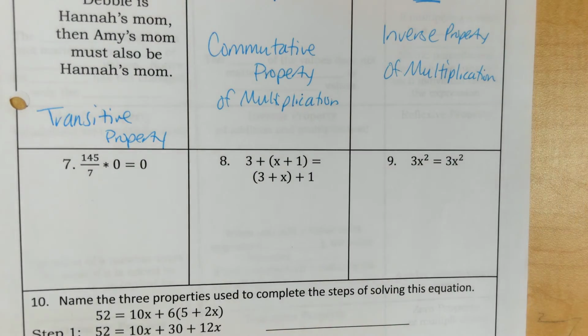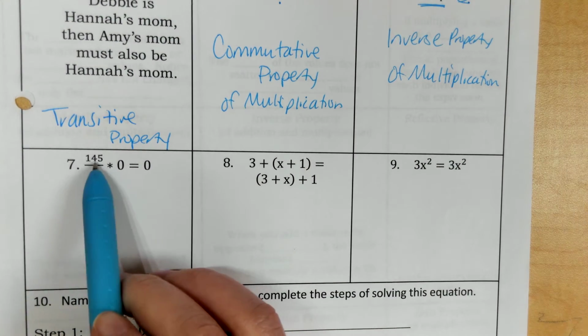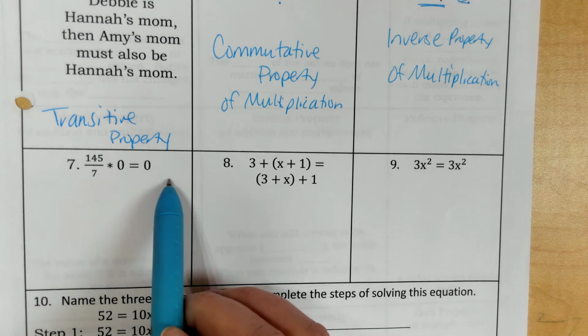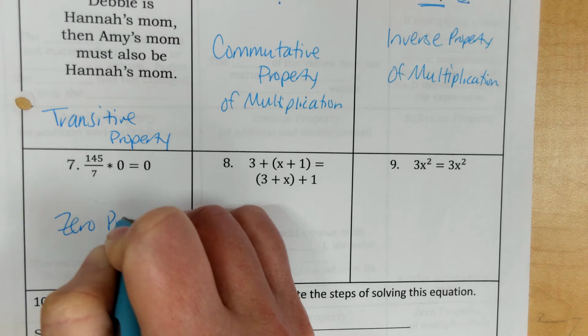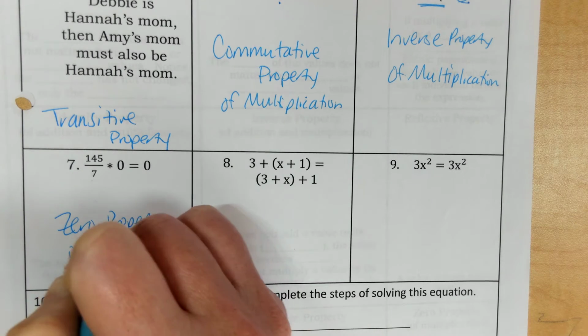Okay, then we have number 7, where we have 145 over 7 multiplied by 0 is 0. Anything multiplied by 0 is 0, so this is, of course, the 0 property of multiplication.